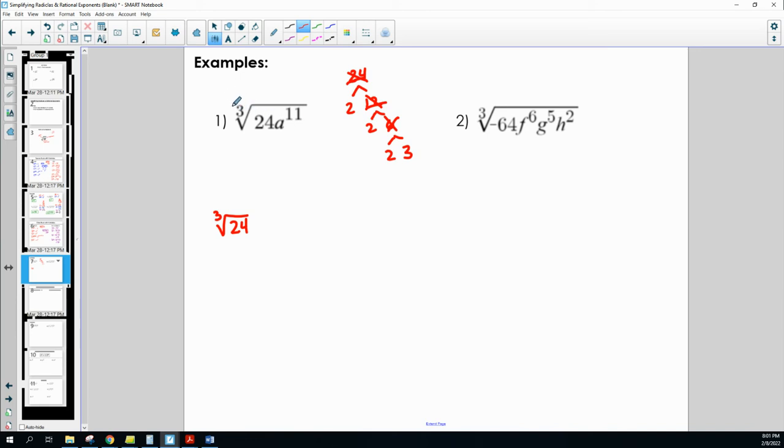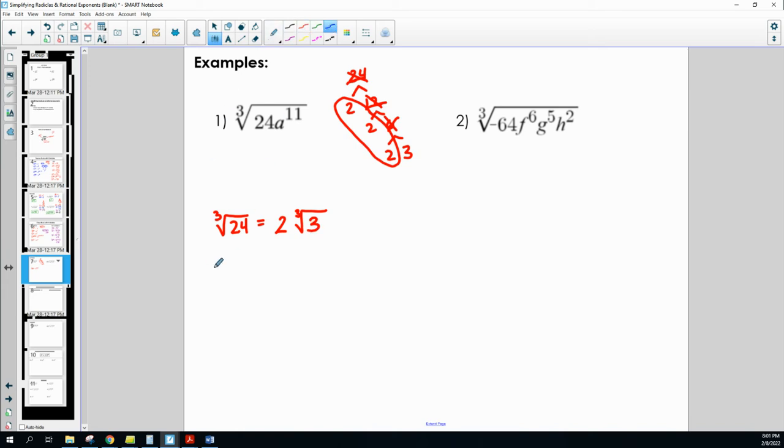Because we have a cube root, we're looking for groups of 3 of the same number. So 1, 2, 3. There's 3 of the same number right here. So that means that that 2 is going to come out of the radical, and that means that we have this 3 left over, and that's going to be inside the radical.